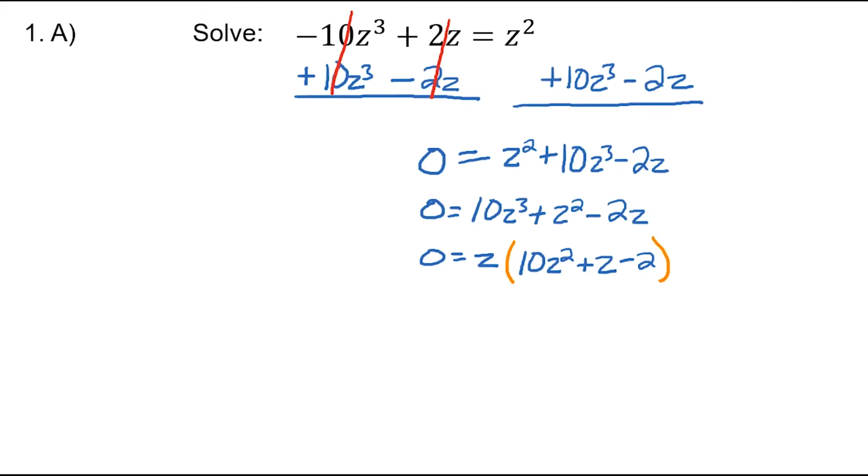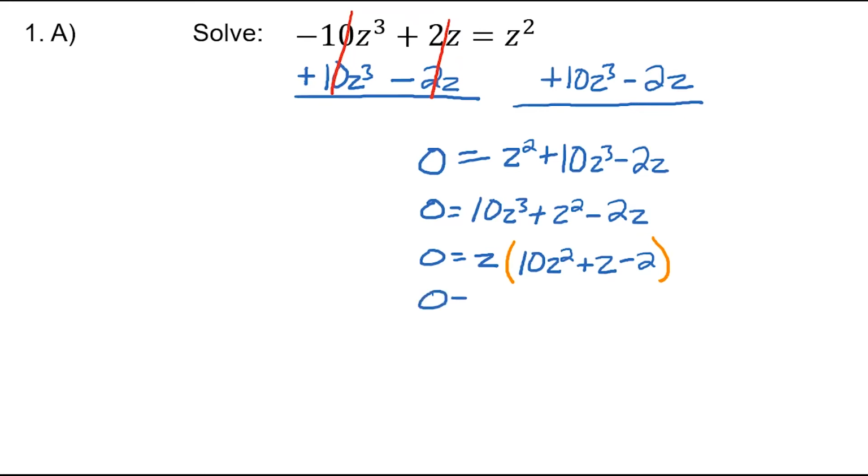Okay, so notice when you remove a factor, if I was to distribute this back to each of the three terms, it will give me what I started with. So z times 10z squared will give me 10z cubed, z times z gives me z squared, and z times negative 2 gives me negative 2z. So now let's go ahead and factor this trinomial, because this can be split up into two separate factors.